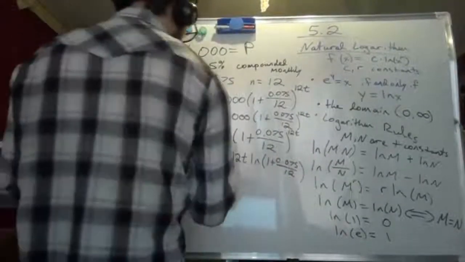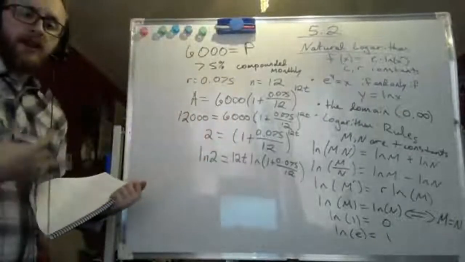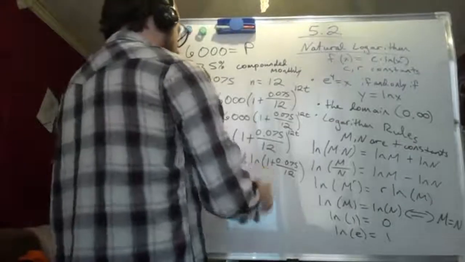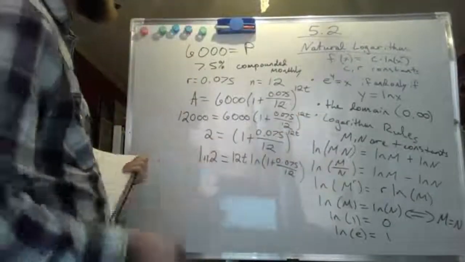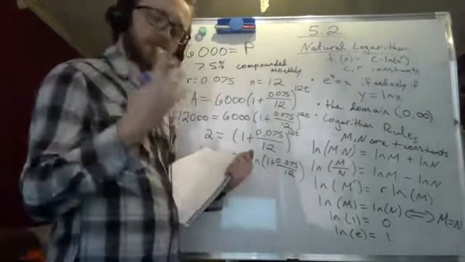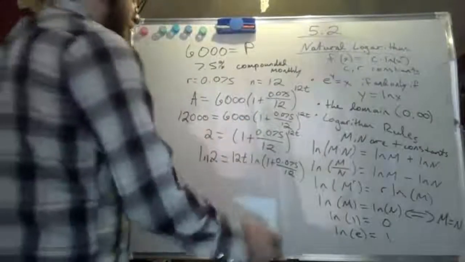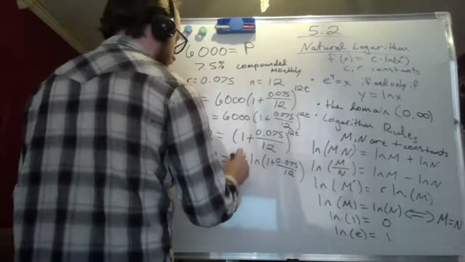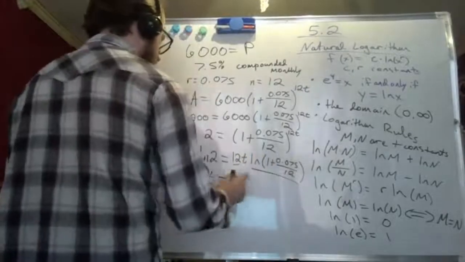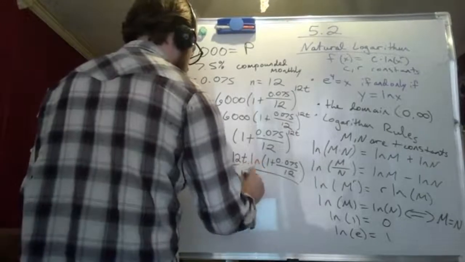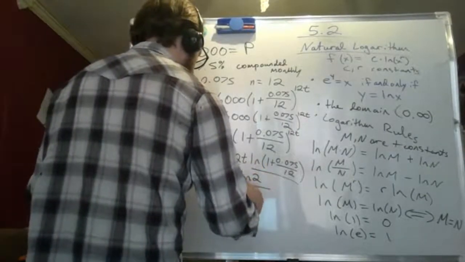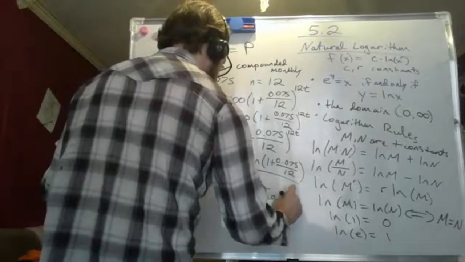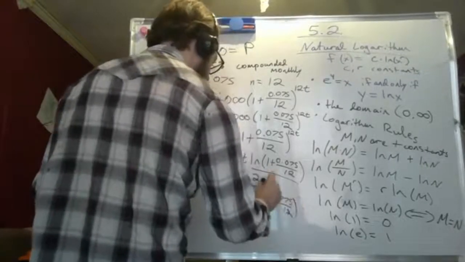So some things to note here. The natural log of 2, if you put that in the calculator, is really just some number. And the same here, the natural log of 1 plus 0.075 divided by 12, that's just some number. So even though it doesn't look pretty, if I want to solve for t, all I have to do is divide by 12 and this natural log. So I'm going to have t equals the natural log of 2 divided by 12 times the natural log of 1 plus 0.075 divided by 12. And that's it.